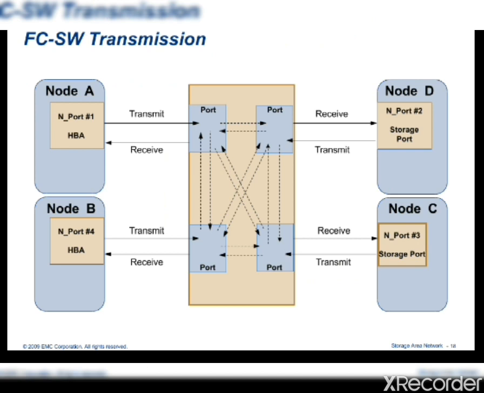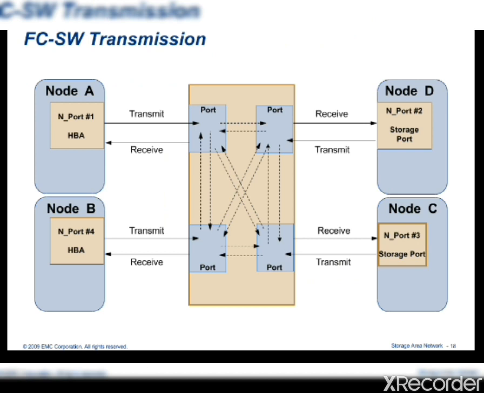This is a diagram. This is how the different nodes are connected to each other in that fabric. In between, what you see are switches. This is a switch with 4 ports and 4 nodes connected. That switch in between is called a fabric. To this fabric, those 4 nodes are connected: node A, node B, node C, and node D.